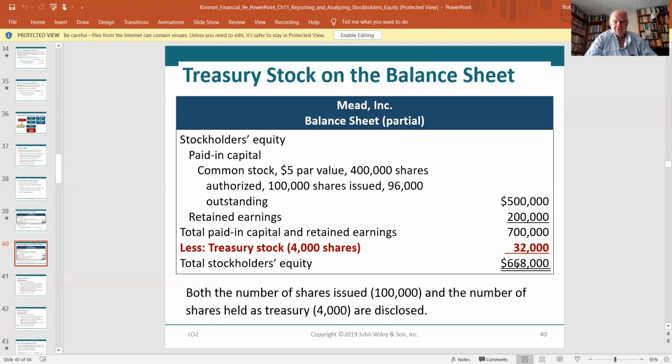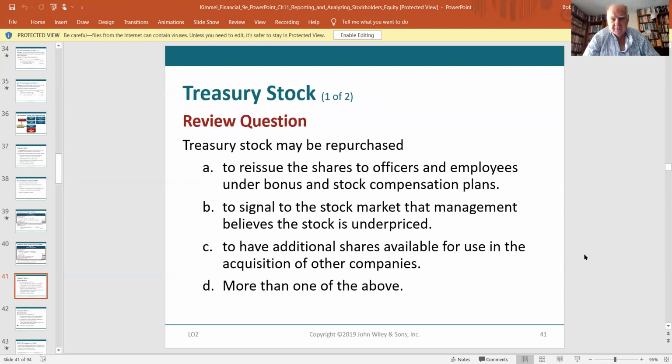And here's how it would look on the balance sheet. Again, you'd have the common stock at a multiple of the par value. You would have the retained earnings, total 700,000, minus those treasury stocks, whatever you paid for them. Treasury stock may be repurchased for different reasons. We learned a lot of different reasons you could purchase treasury stock. The bad reason, if it's done to reissue shares to officers and employees under a stock plan, or B, to signal to the stock market you think the price is underappreciated.